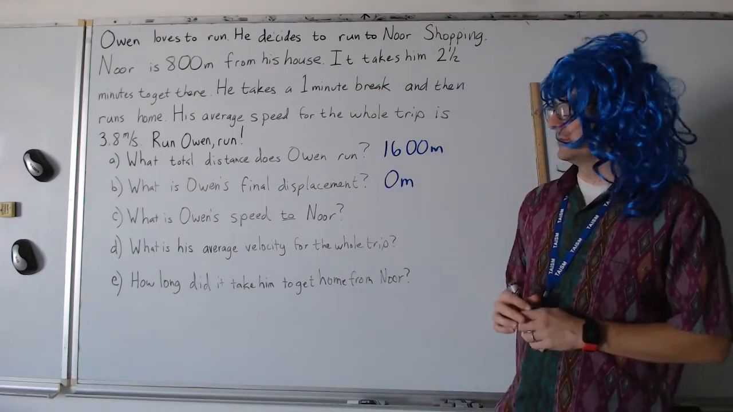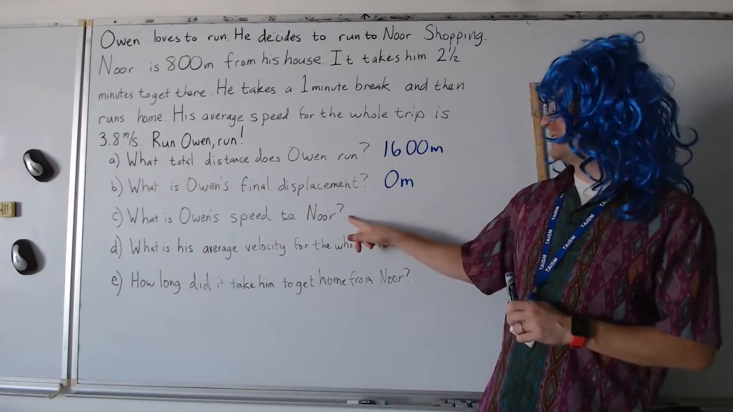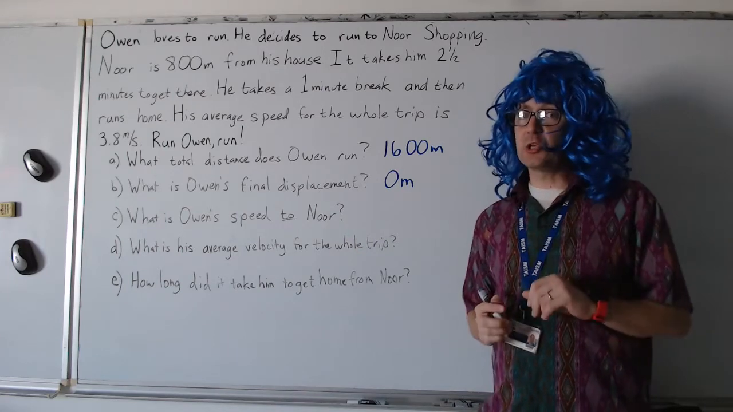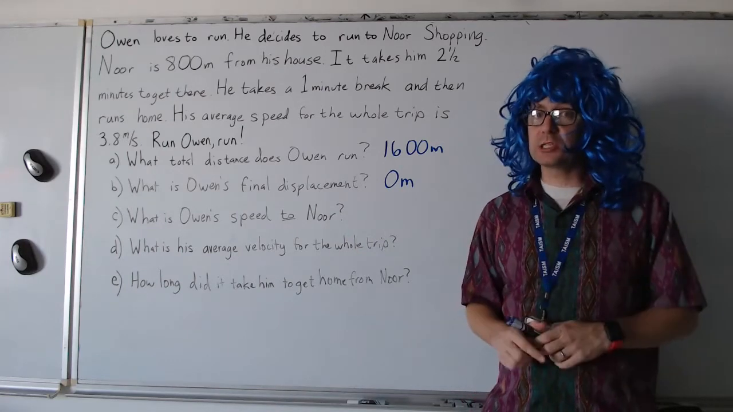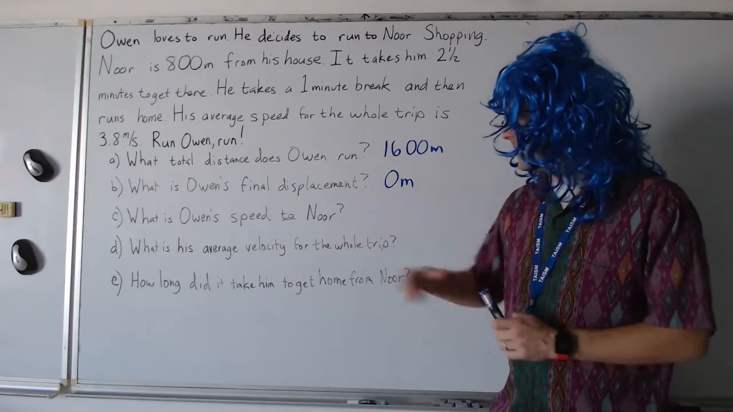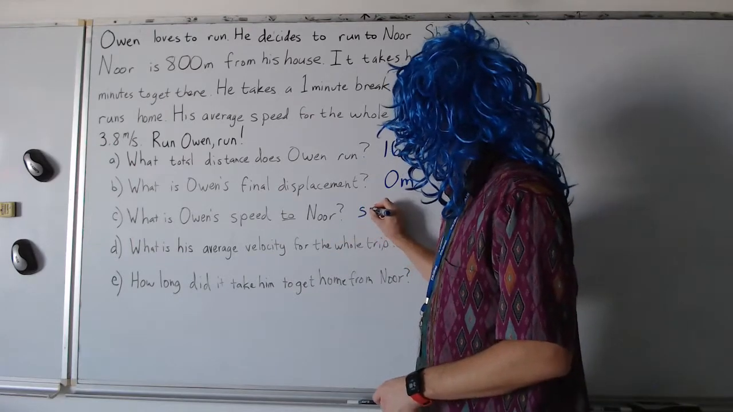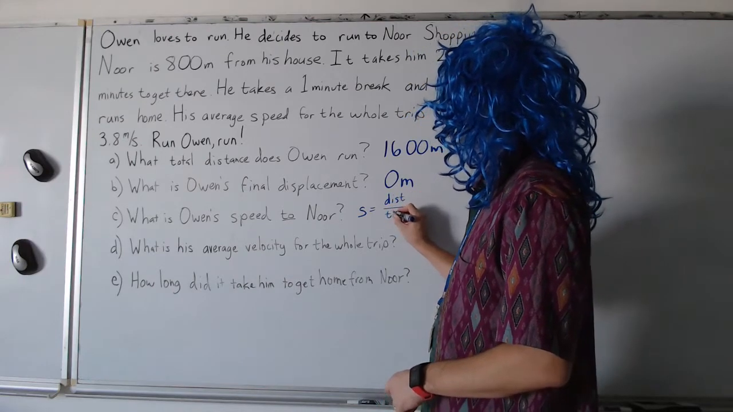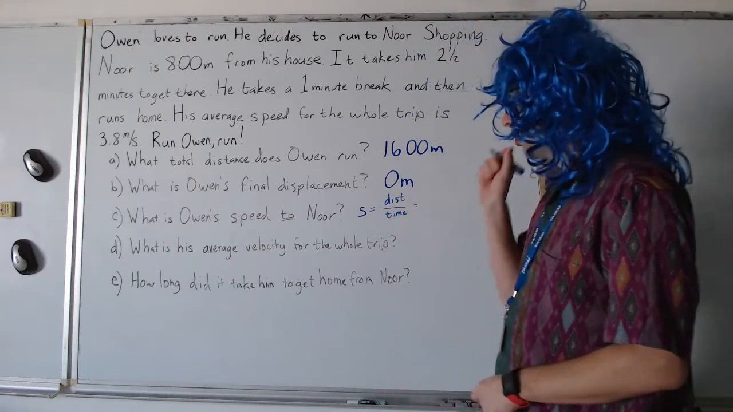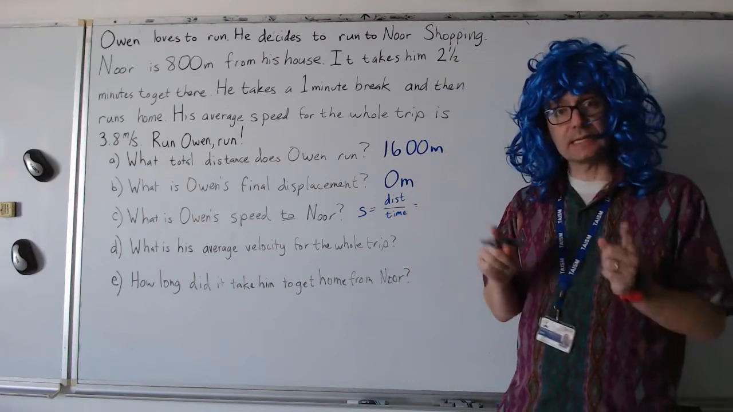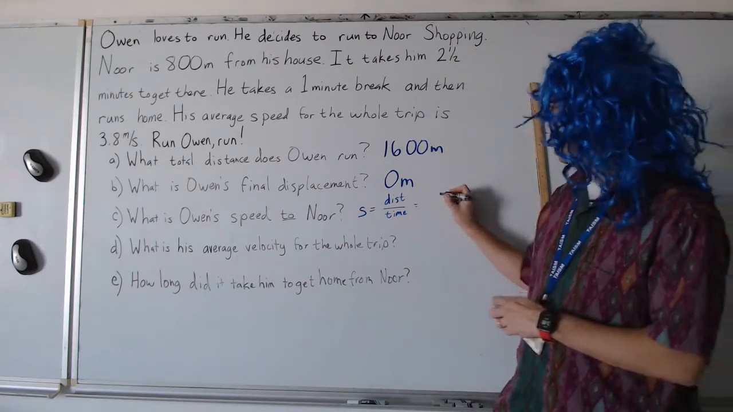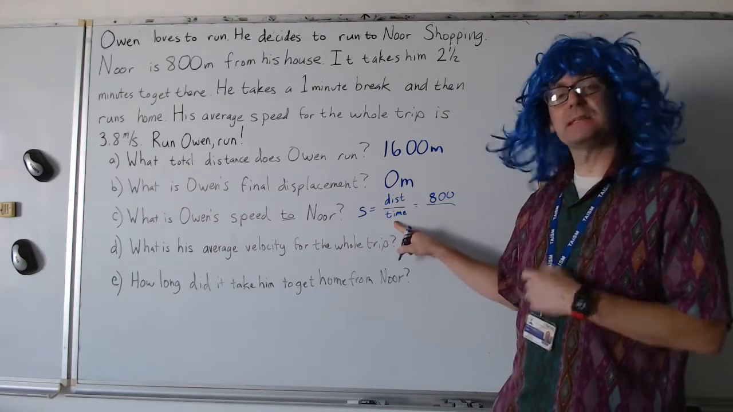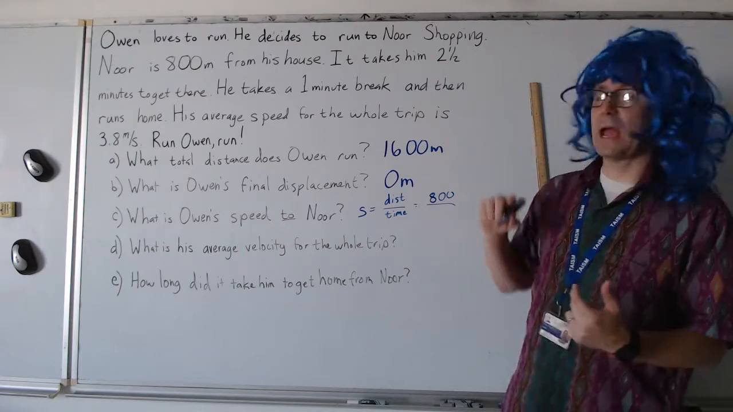Part C. What is Owen's speed to Knorr? Now this is where we're going to start using some of the equations we learned. We learned that speed is equal to distance over time. So we need to figure out what the distance is to Knorr. We already know that. That's 800, so we'll put that in for the distance. And then the time, it says 2.5 minutes.